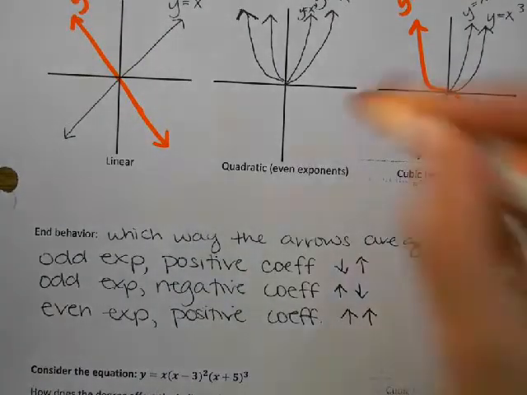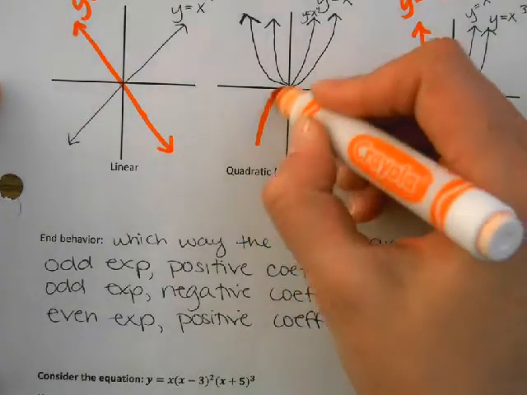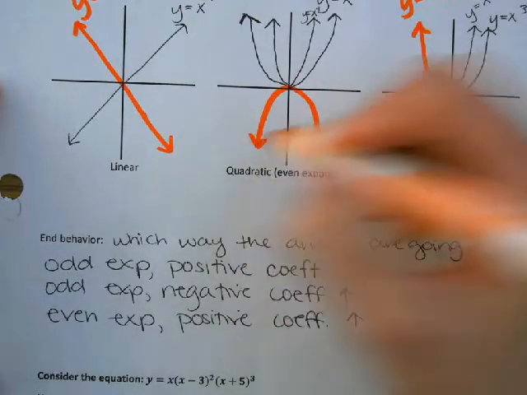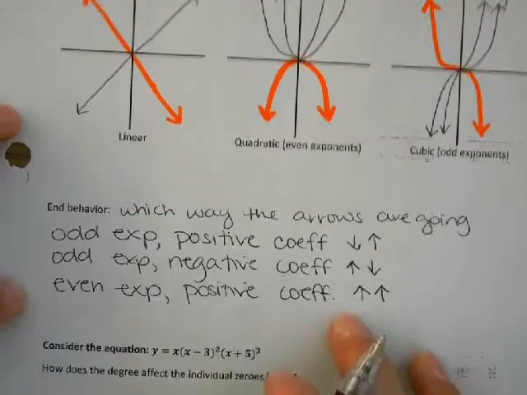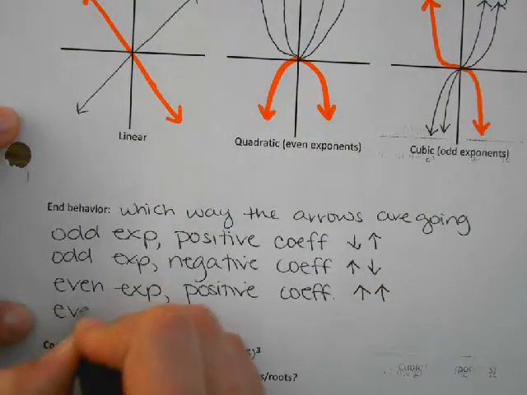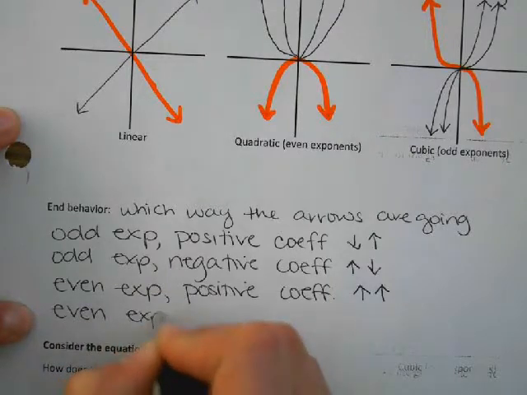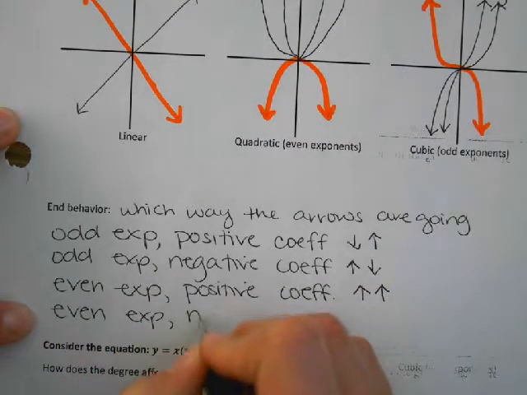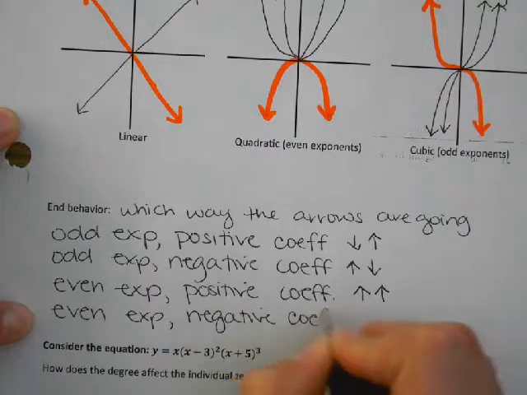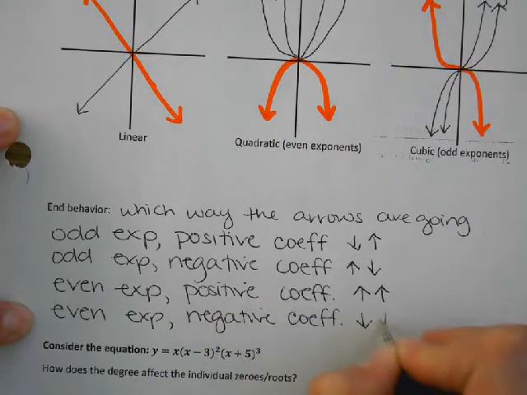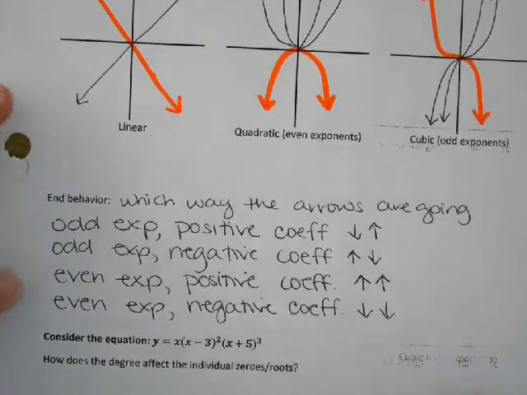And then what happens if I take that parabola and flip it upside down? Yeah, both arrows would go down. So if our exponent is even still, but we have a negative coefficient now, then I'm going to say my end behavior is that both of the arrows go down.